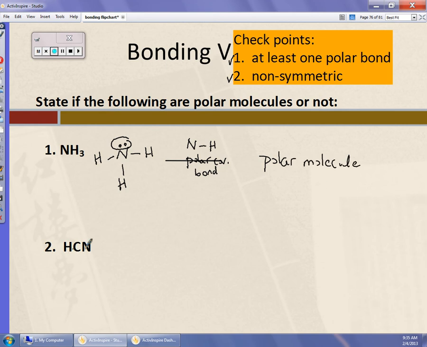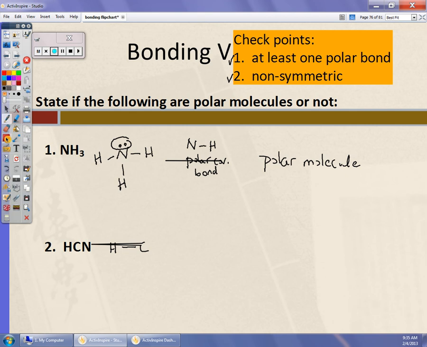This is going to be a polar molecule. Let's try the next one. HCN. HCN looks like this.